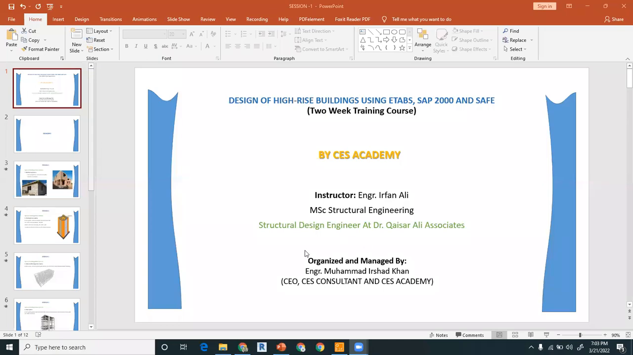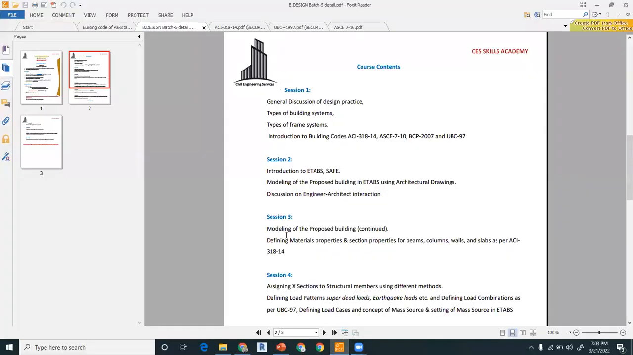So I'm working as a design structural engineer at Dr. Kesali Associates, and I'm working as an instructor with this academy for the design of high-rise buildings, right? So all of you know about the course contents, that what we will be covering in this course.